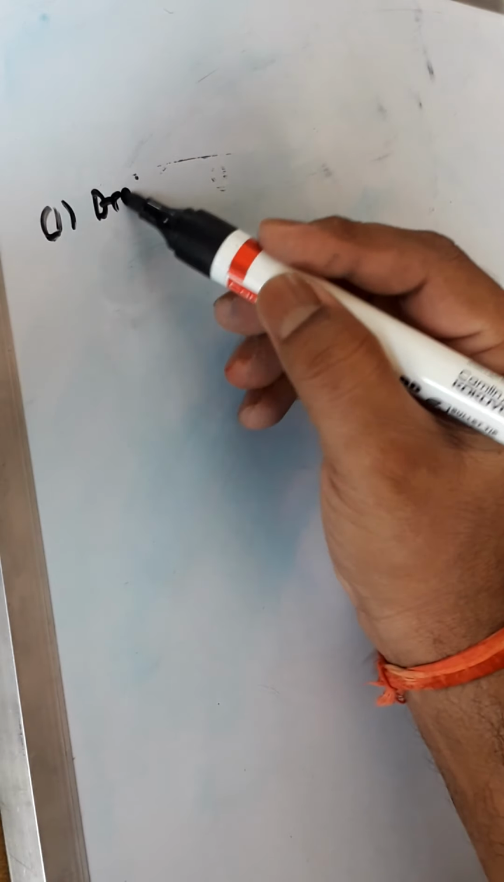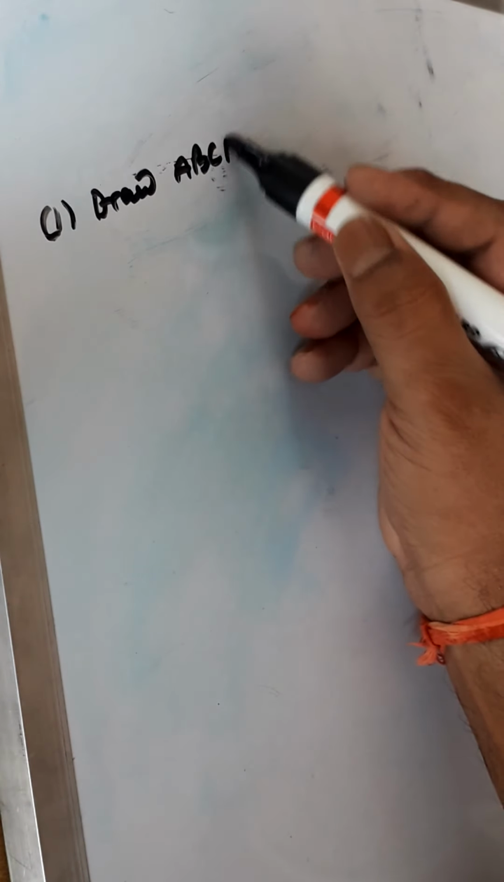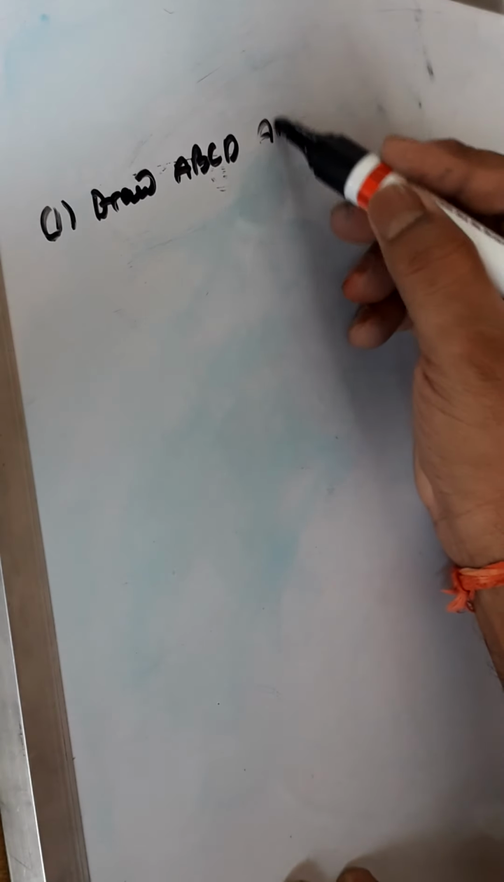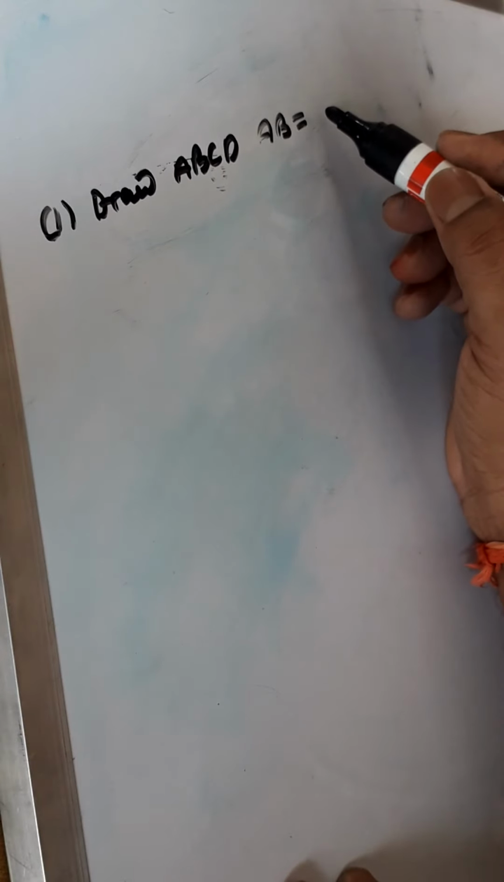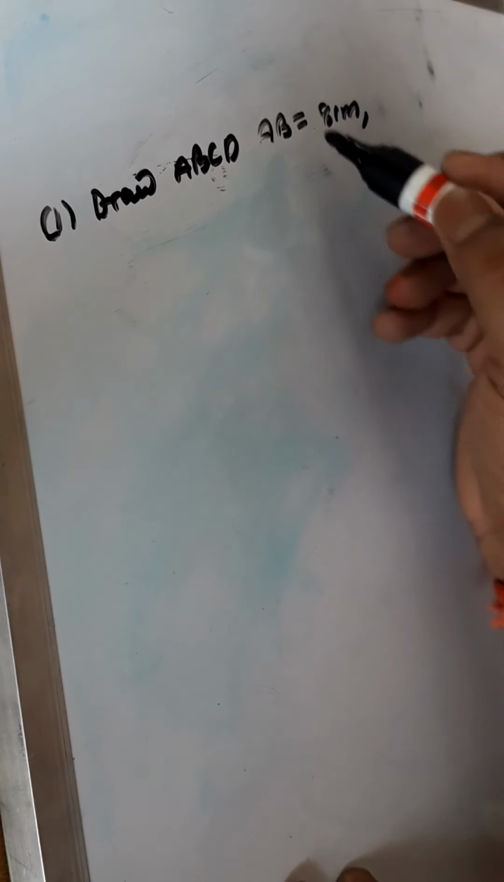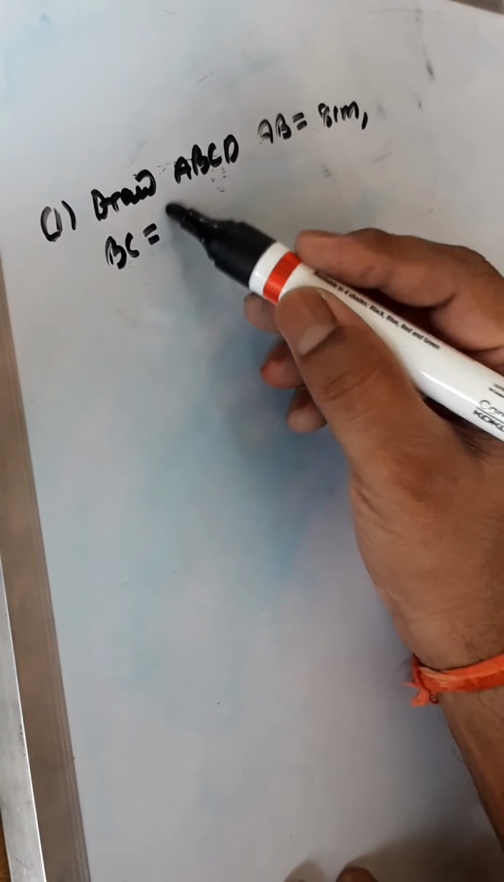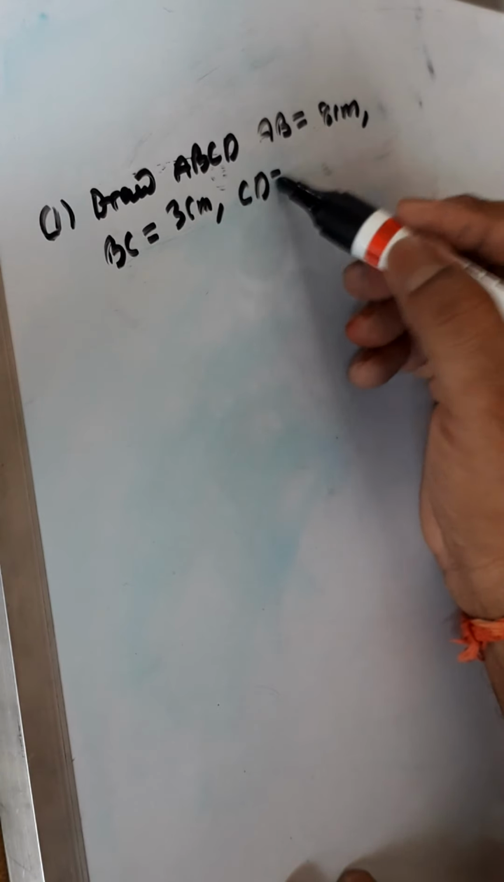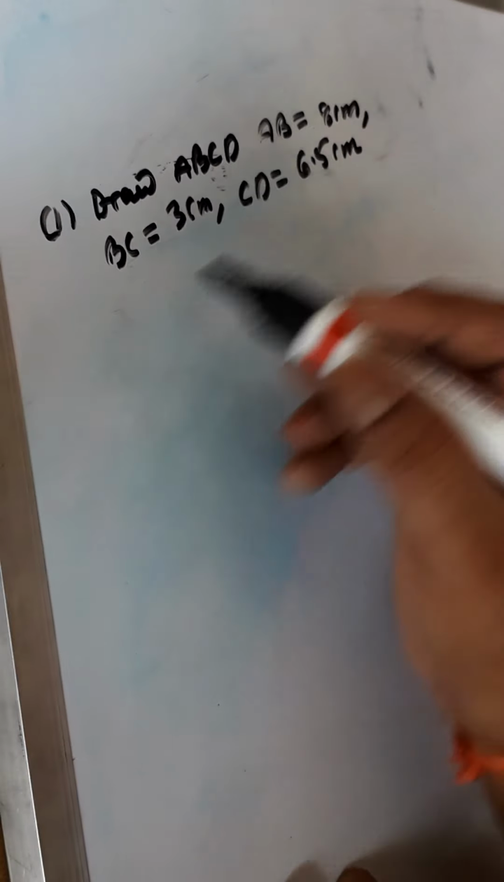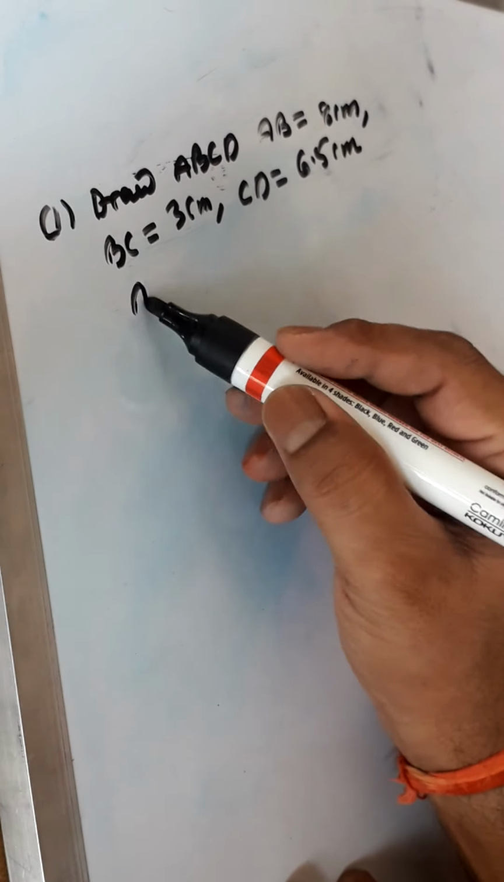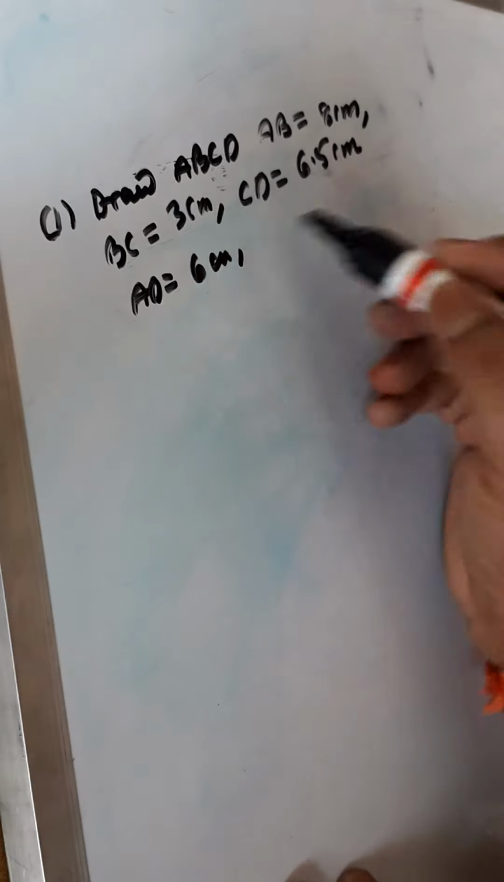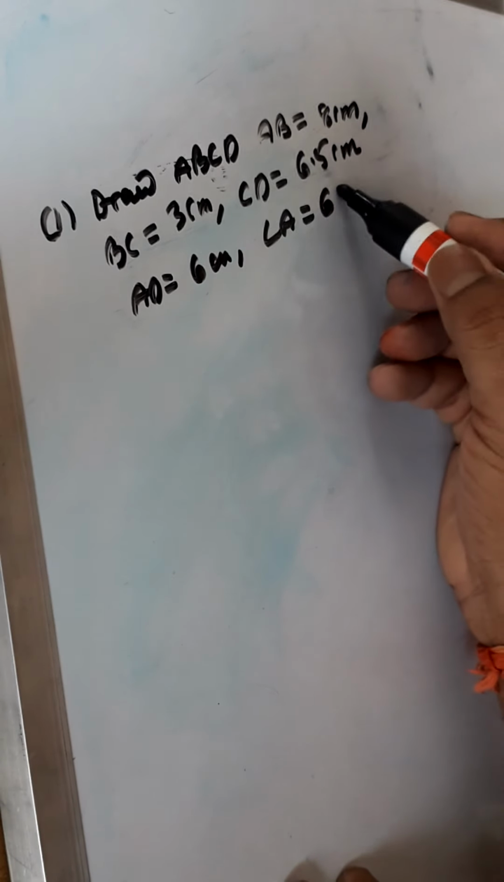Now I am going to give some questions for practice, in which we have to construct quadrilateral ABCD with AB is equal to 8 centimeter, BC is equal to 3 centimeter, CD is equal to 6.5 centimeter, AD is equal to 6 centimeter, and finally angle A is equal to 60 degree.